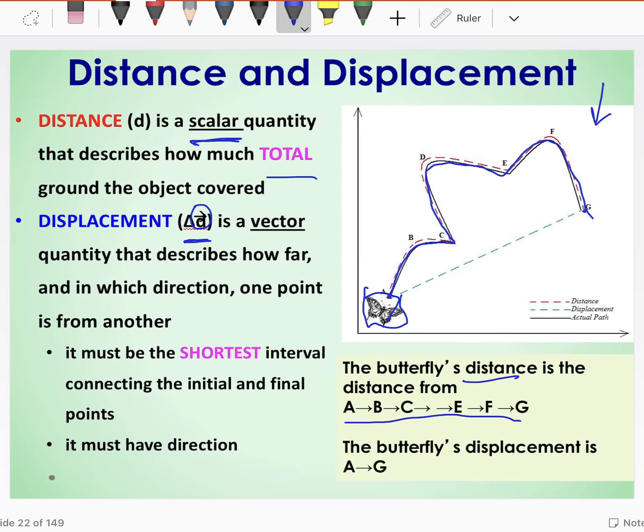Now, if I were to calculate the butterfly's displacement, notice this green line here is the displacement. Displacement is only the shortest interval between where the butterfly started and where he ended, but it's not necessarily the actual path that the butterfly traveled. So it could be a very different number than the distance. And again, because it's displacement in a calculation, we should have direction included.